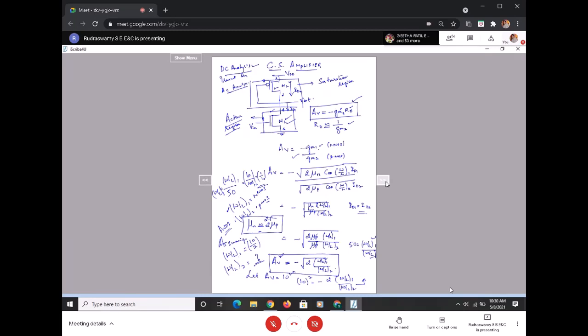Hope this is fine. Any clarification in this design of common source amplifier? Choosing the W by L of M1, choosing the W by L of M2, that is where it is important. And how to get that expression, it is proven, and how to get this W by L also is done. Any clarification in this common source amplifier design?